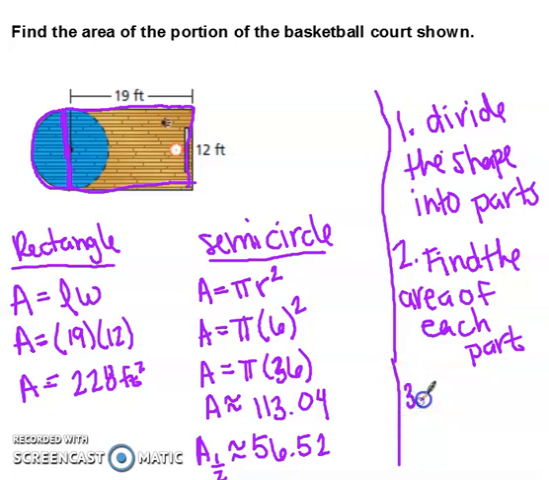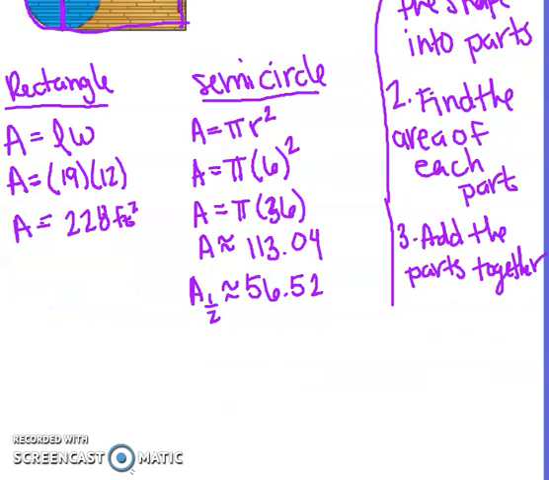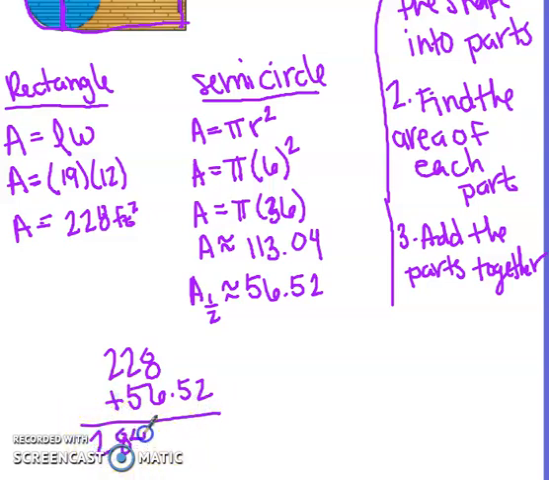The very next and final step is, once you have the area of each part, add the parts together. I've got my two parts. I've got the area of my rectangle, I've got the area of my semicircle, and I'm going to add them up. You can use a calculator, you can do it by hand, but make sure that you line up the decimal. 228 plus 56.52. And all together that area is 284.52 square feet.